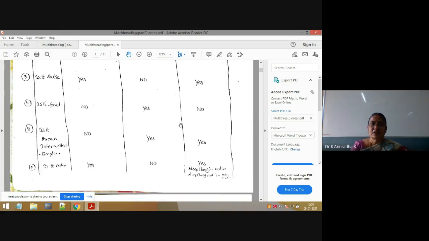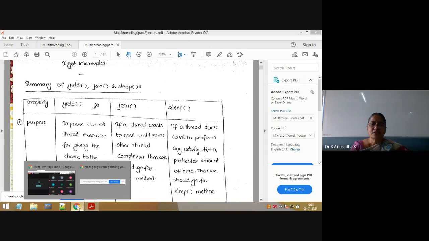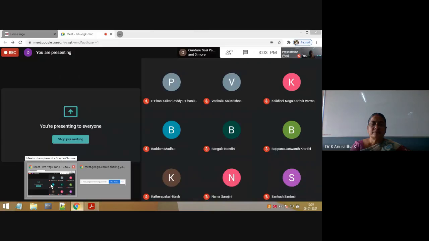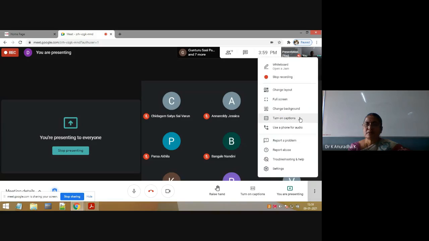So try to understand the differences between the yield method, join method and sleep method. With this we have completed four very important methods in multithreading: the yield method, join method, sleep method and interrupt method. In the next class, we will complete the remaining part of multithreading, that is synchronization. Synchronization is also very important. Try to complete up to this one.